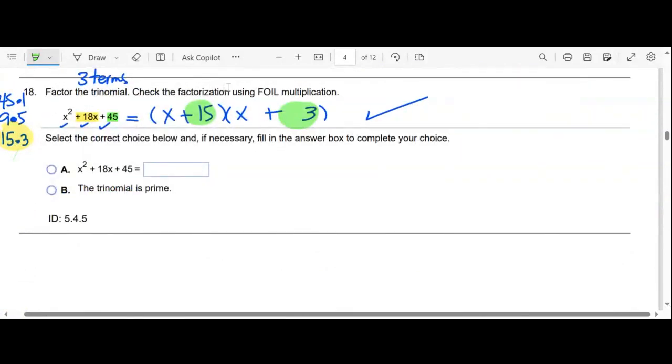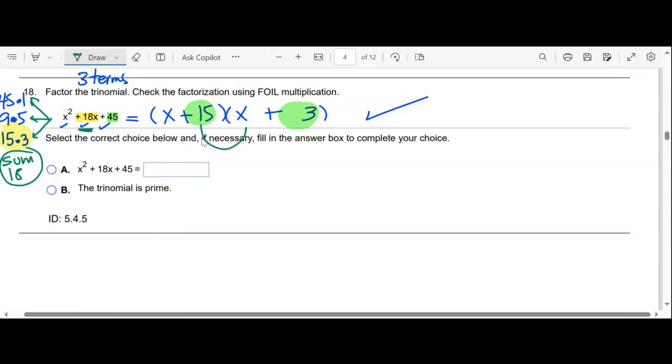18. Factor the trinomial. Check the factorization using FOIL multiplication. X squared plus 8x plus 45. 45 can be 45 times 1, can be 9 times 5, 15 times 3. I need the total of how much? 18x. Which one will give you 18? The only one that gives you this is 15 and 3. So you put 15 and 3. Don't forget x and x.